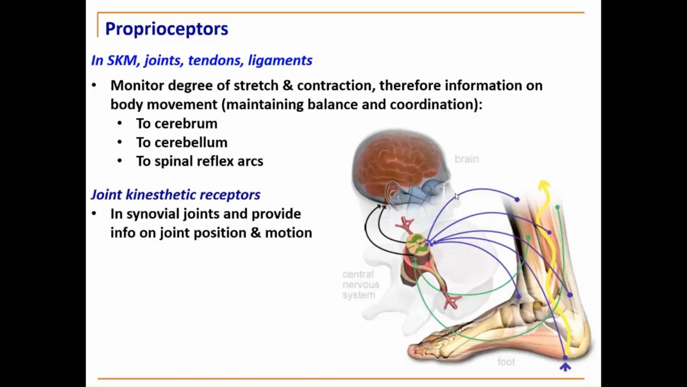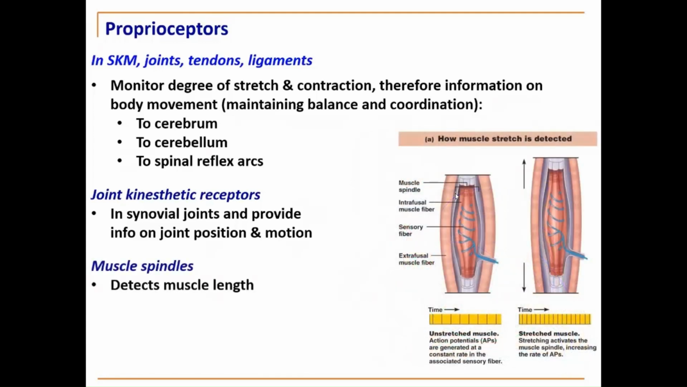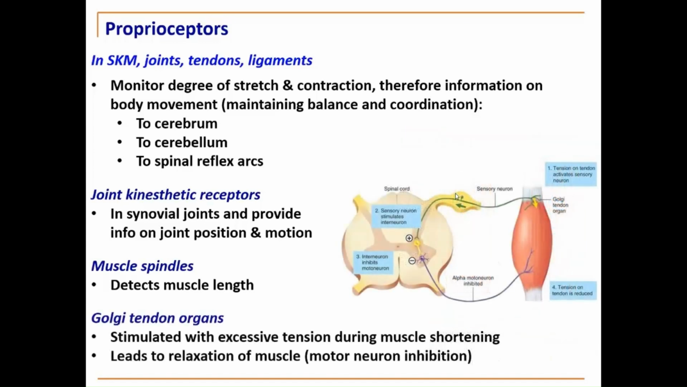So what are the types you have? Well, you have your joint kinesthetic receptors. These are present in your synovial joints, and they provide information on joint position and joint motion. You have your muscle spindles. These detect muscle length. And you have your Golgi tendon organs. These are stimulated with excessive tension during muscle shortening, leading to relaxation of muscle, in other words, through motor neuron inhibition. And the Golgi tendon organs obviously function to protect muscle and connective tissue from injury. So these things have different functions.